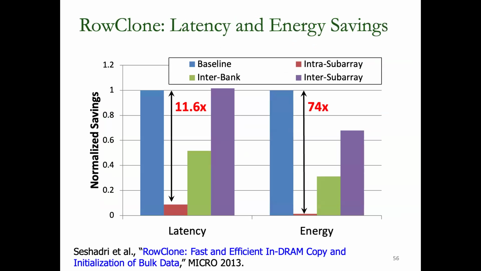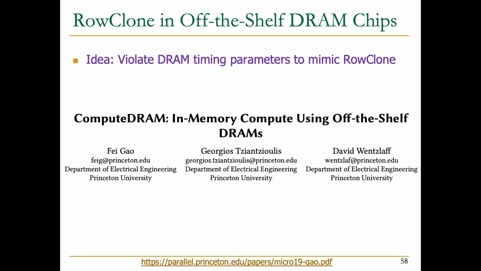Now, of course, we want to be more general. You want to move data between subarrays and between different banks in DRAM. I'm not going to talk about that. Initially, when we did these studies, these numbers were much higher, but you could actually add more support for this data movement in DRAM. And this is the idea of RowClone.